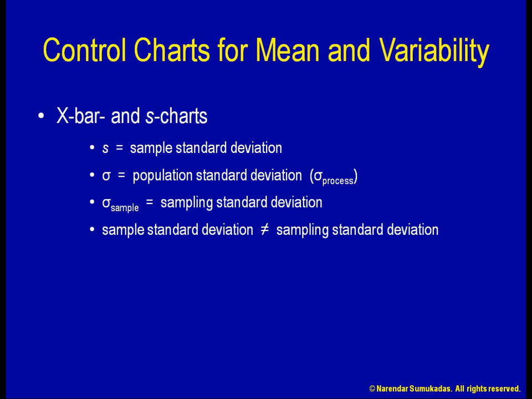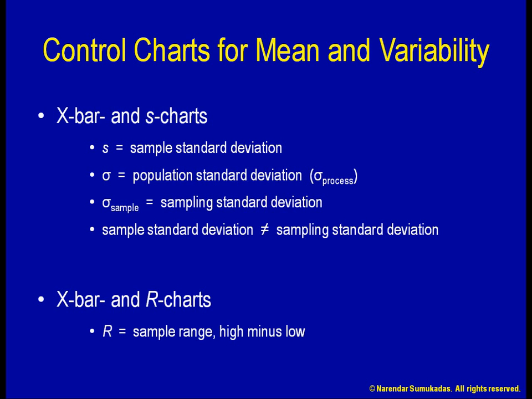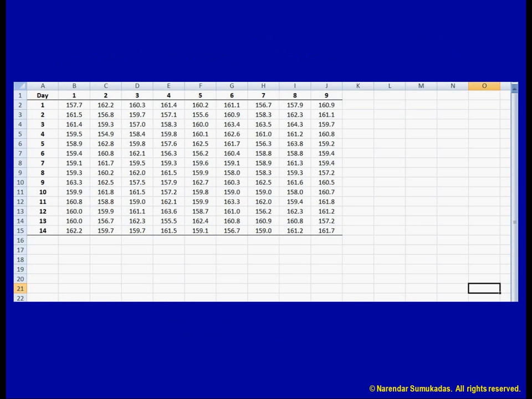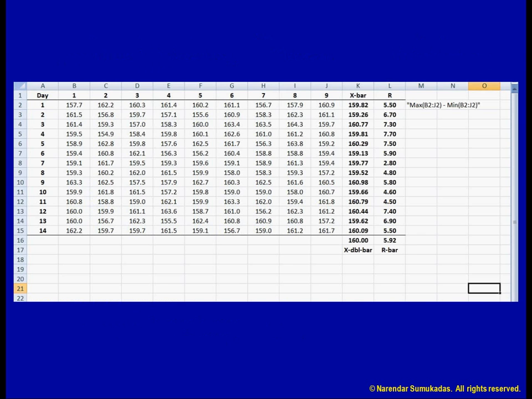Now, if our sample sizes are relatively small, say less than or equal to 10, an easier alternative to the S chart is an R chart. In this chart, rather than the standard deviation, we use the sample range, that is high minus low, to inform us about the process variability. To plot the Xbar and the R charts, I start out as before with my observations. For each day's sample, this time I calculate 2 numbers, the sample mean X bar, and the sample range R.